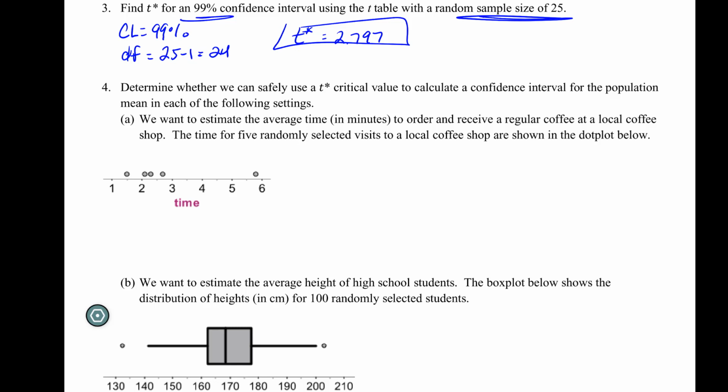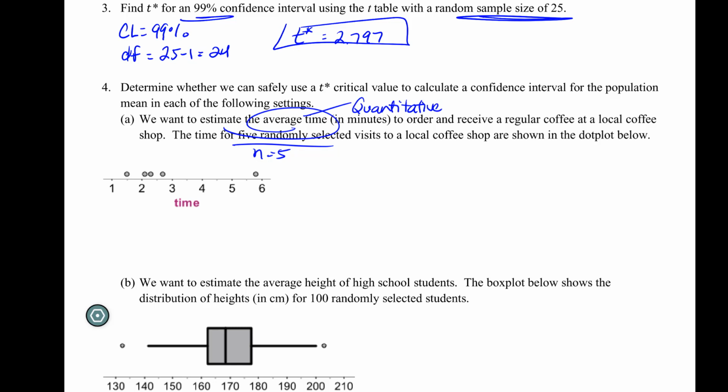We want to estimate the average time. Well, first of all, I have to know that t star is really only for quantitative information. So provided that this is quantitative, not looking at proportions or something that's categorical or qualitative, then we should be able to use t star. So we're looking at average time, it's quantitative, and we want to receive a coffee at a coffee shop. How long is it going to take? We take a sample of 5, and we have a dot plot of the sample data here.